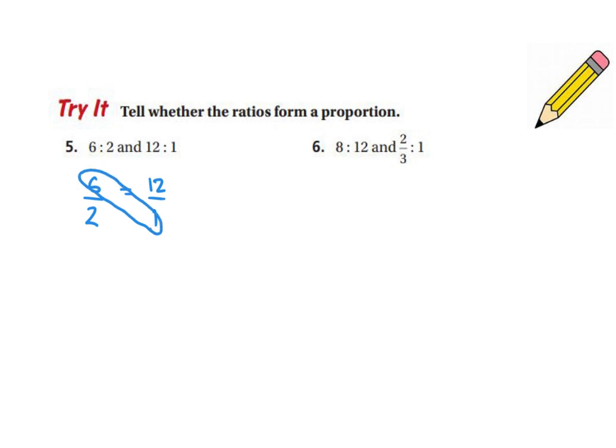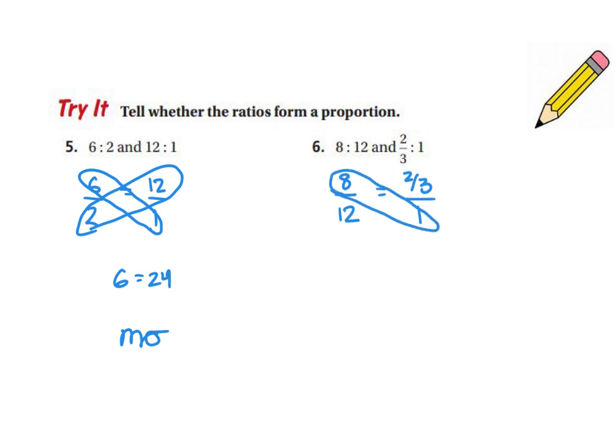Six times 1 is 6, and 2 times 12 is 24. So these would be a no. These ratios are not proportional. And then we have 8 to 12 and 2/3 to 1.